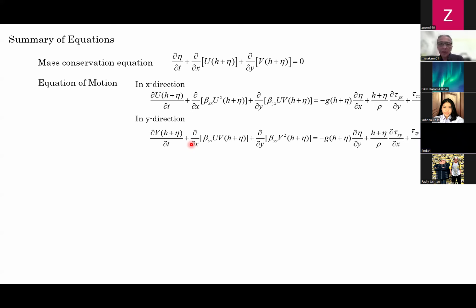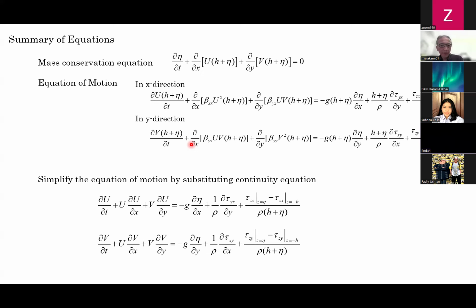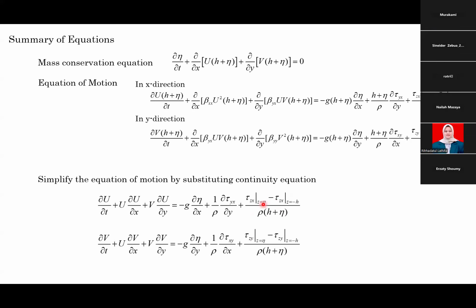And generally, we neglect the shear stress on the water surface. So after simplifying the equations, we get these two equations. I told you that the shear stress on the water surface, tau here and tau here, can be neglected because it is much smaller than the shear stress on the bottom. So based on these equations, we try to solve these governing equations using a computer.